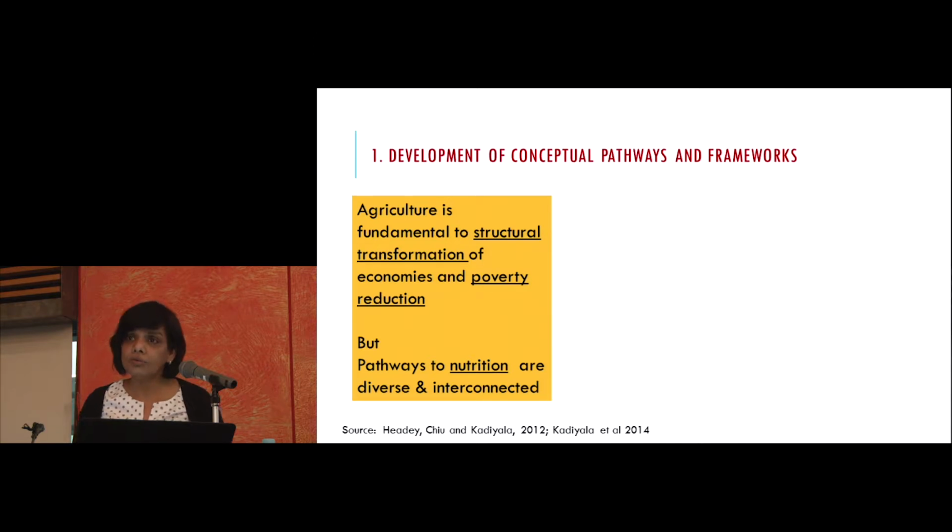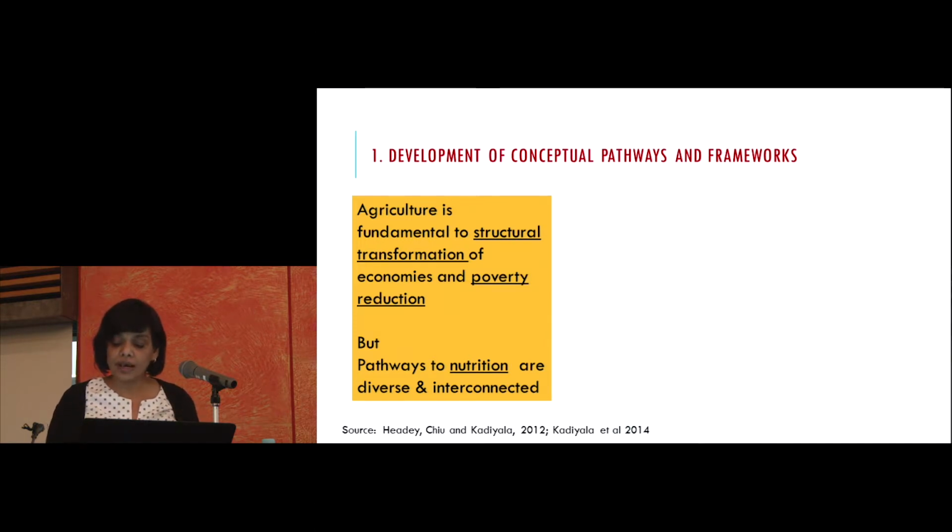What we know is that agriculture is fundamental to structural transformation of economies, and it is a very powerful poverty reduction tool, and it is pro-poor, right? We know that from a huge amount of agricultural economics literature and literature on poverty reduction. But pathways to nutrition are not so straightforward. They're interconnected and often act in opposing directions.